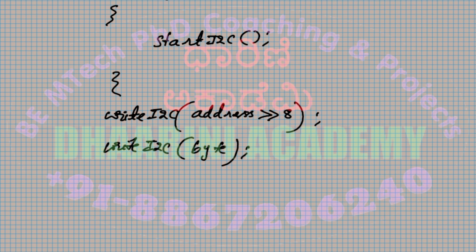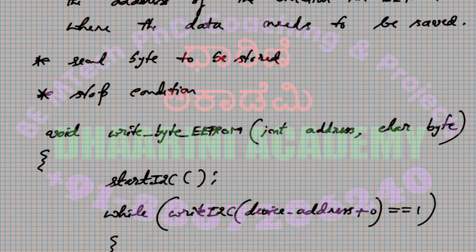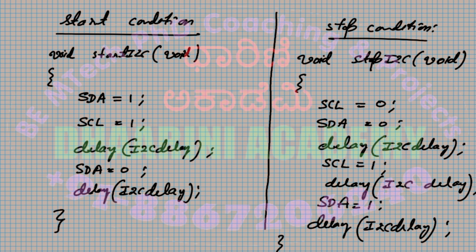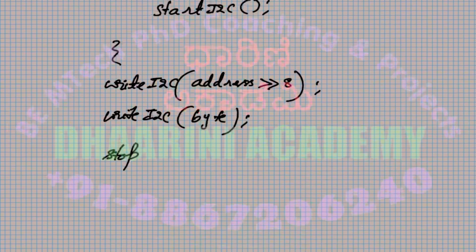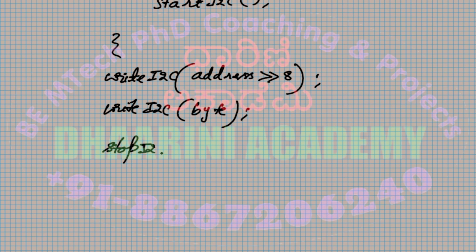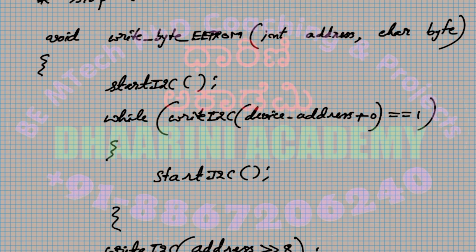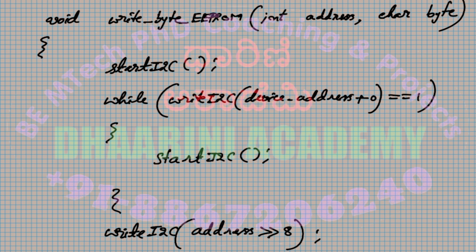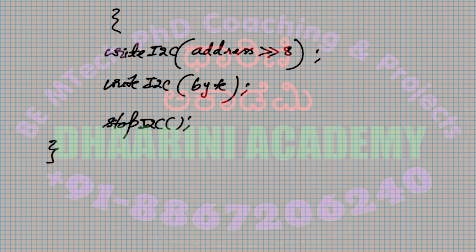Once the data is sent, what is the next step? Stop. Let me check the name of the function we wrote earlier. It's already there, it's stop I2C, on the right side. So this function will be executed. Close this. This whole function is responsible for writing 1 byte of data. That's all. Next, if you want to write another byte, call this function again. Put in the address, put the byte which you want to send, and call it again. That's all. This is how it's going to be done.